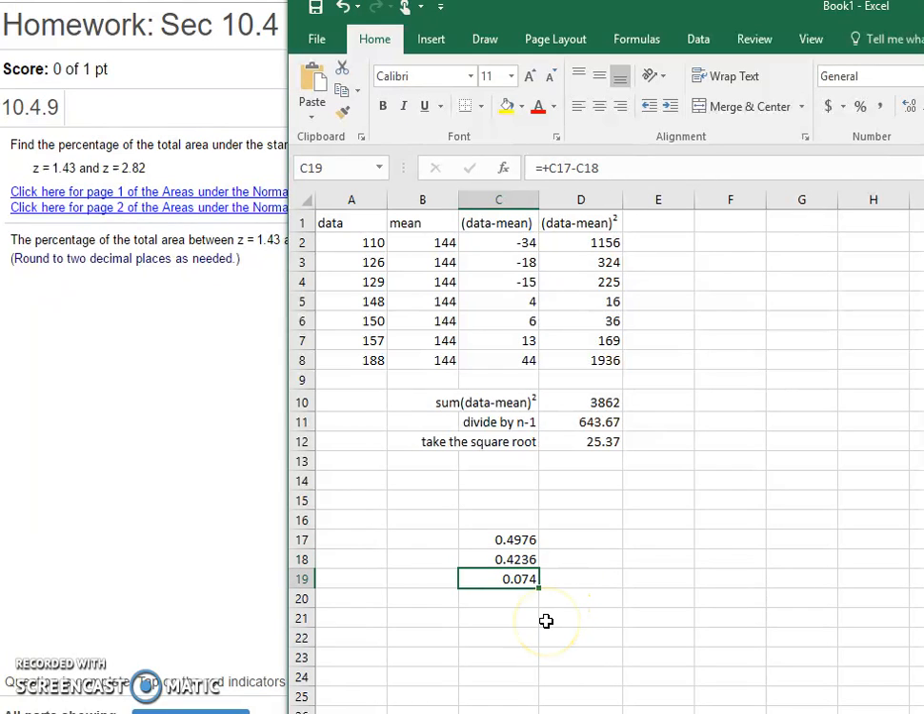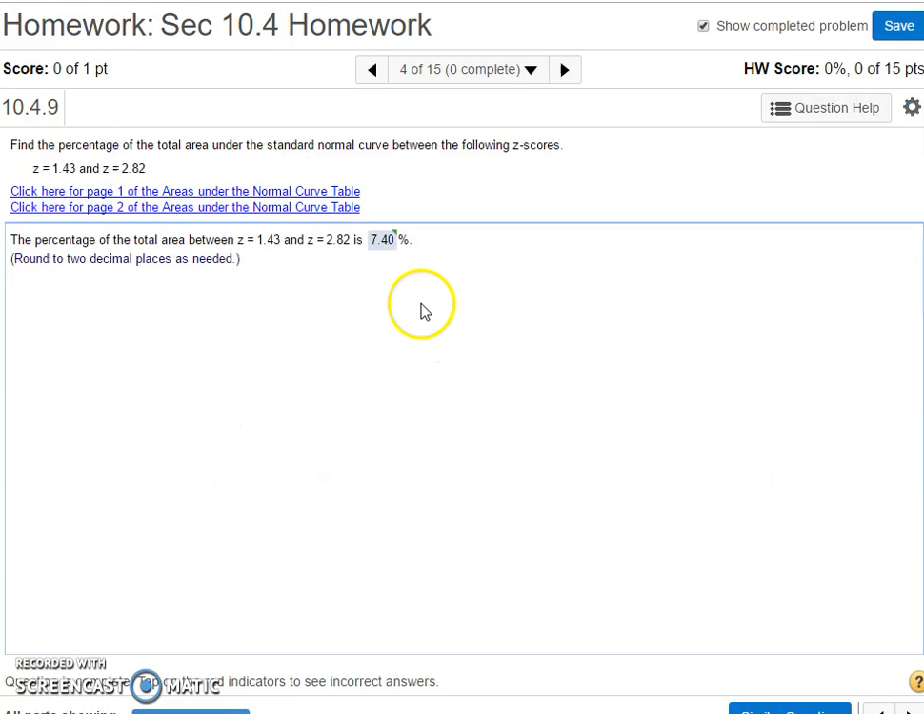What I'm then going to do is I'm going to put them in my calculator, and when I do the subtraction, I'm going to get 0.074 because I need to subtract the smaller from the larger. You're never going to end up with a negative percent here. You're going to go 2 to the right, and that's going to get you 7.4%. And so that's how you do those.